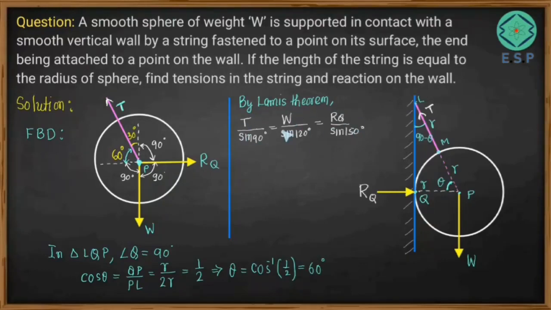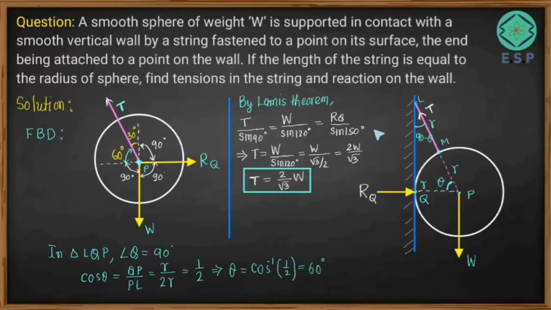Now the answer must be in terms of weight, so I'll take this particular equation, friends. Since sine 90 is 1, we get tension equal to weight divided by sine 120. Sine 120 is root 3 by 2. If you simplify, you will get 2 times weight divided by root 3. So we got the expression for tension in terms of weight as 2 by root 3 times weight.